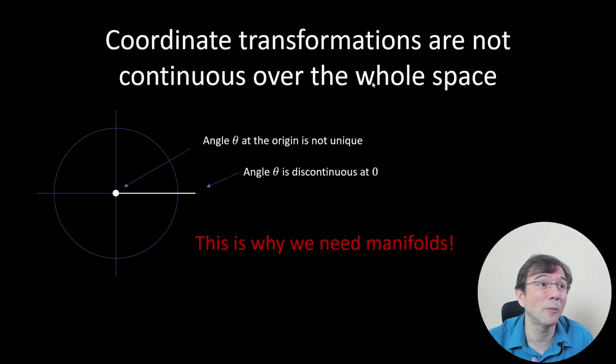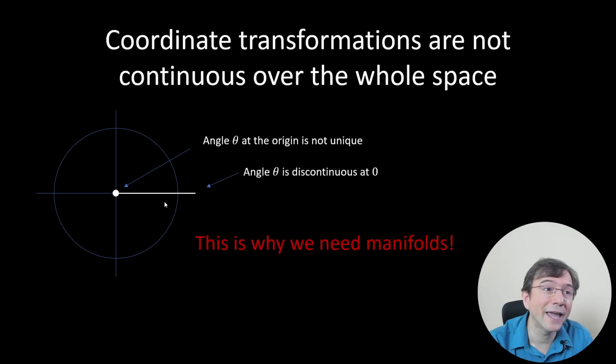And another thing that is even more interesting is that coordinate transformations are not continuous over the whole space. And this is a major problem. So if we are in polar coordinates, the angle at the origin is not unique, because once the radius is 0, what is the angle? It's going to be ill-defined. Also, along this part of the x-axis, the angle is discontinuous. It goes from 0 to 2 pi. And so you don't really have a map between all the points to all the points in a way that is continuous. You don't have what is called a homeomorphism.